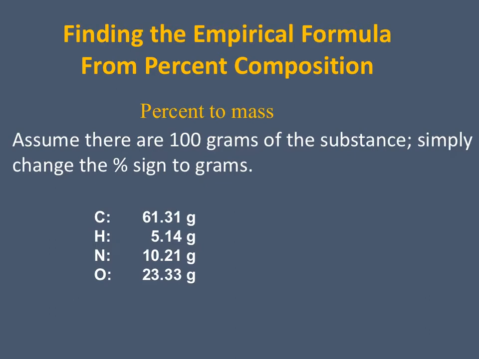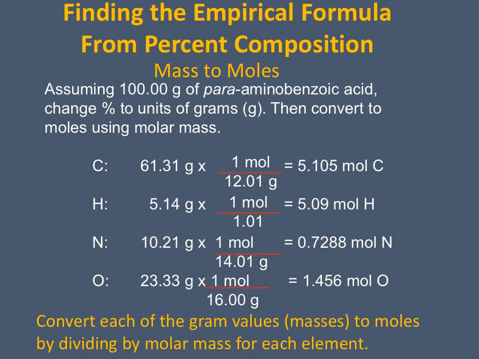The first step is the easiest. If you have percentages, let's say 61.31% of carbon, if you just assume you have 100 grams of the substance, then those percentages can just as well represent grams. So step number 1 is simply change the percent sign to a gram sign. Okay? Easy. Step number 2 is convert all of the grams to moles.